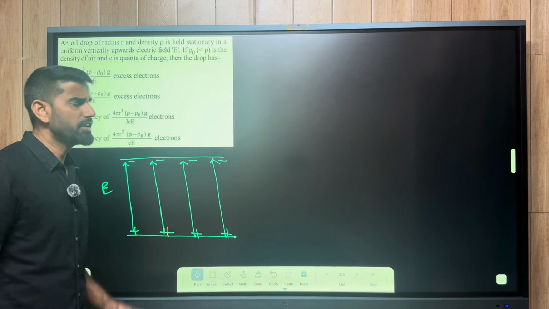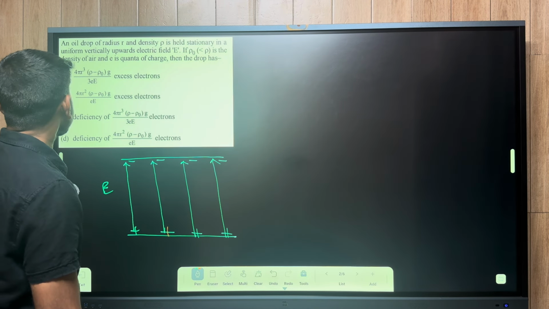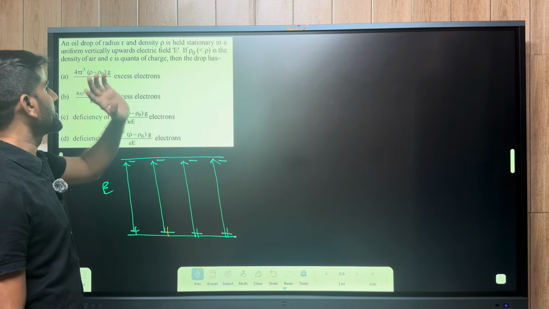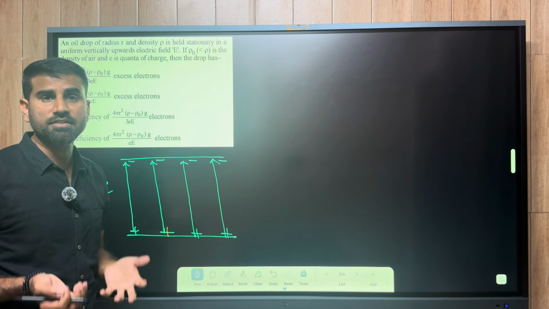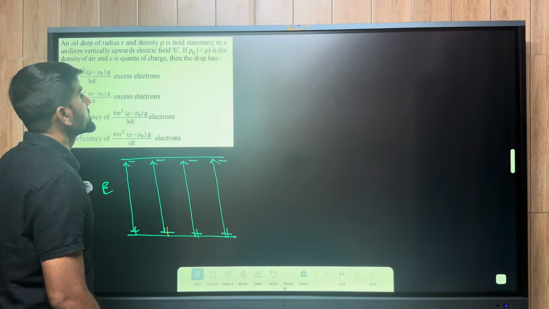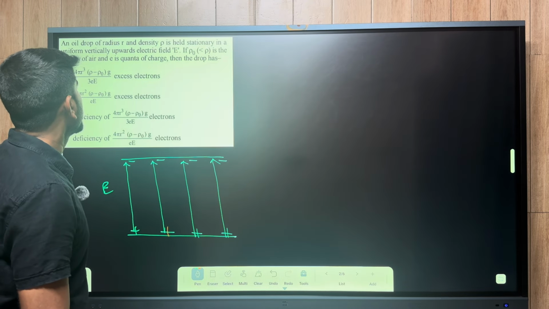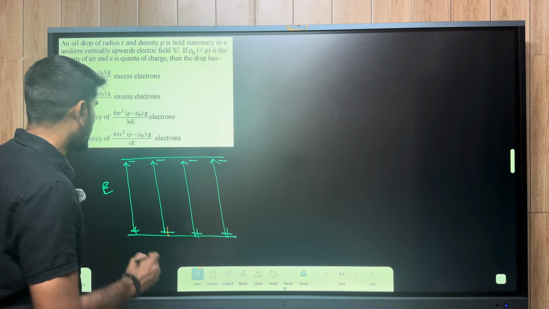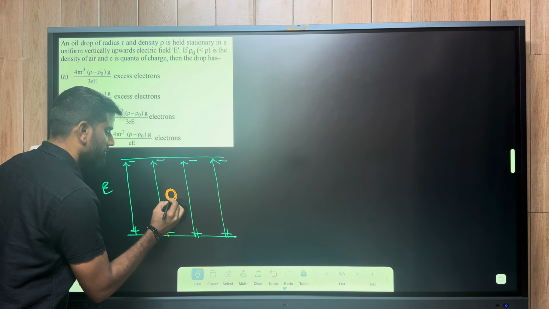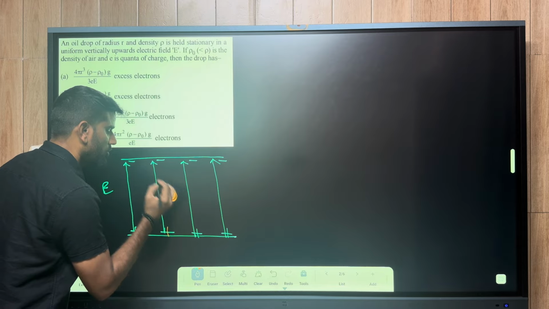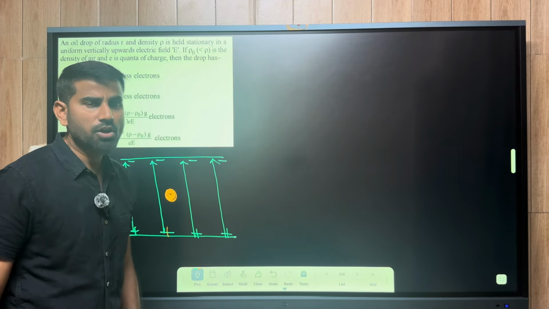Electric field strength is E, let it be. Now an oil drop of radius r and density rho is held stationary. Held stationary in the sense that the net force acting on this oil drop is 0, in a uniform vertically upwards electric field E. Now let us assume the oil drop is somewhere here. This is the oil drop.